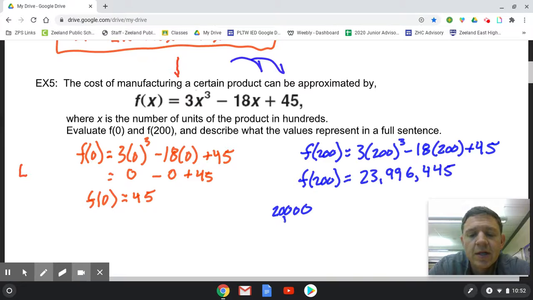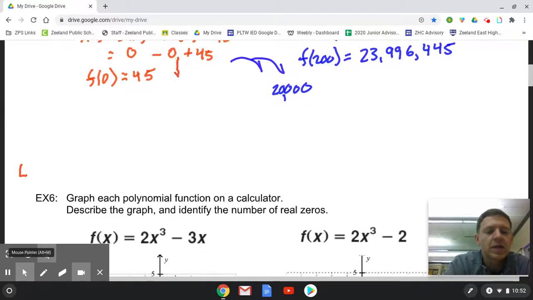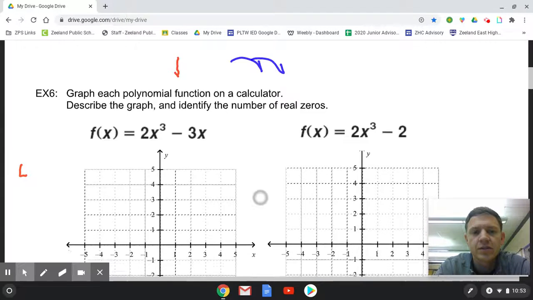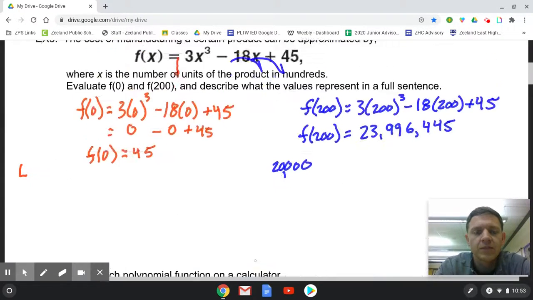So that's just using functions. If we scroll down, there are some graphing things. We'll do this in class. I'm not going to go through this. We'll practice with our graphing calculators for these two. But that's it for 6-1.